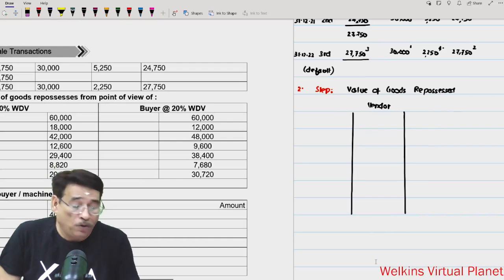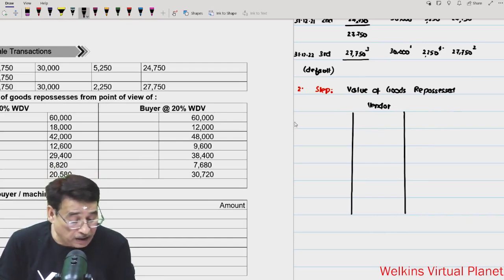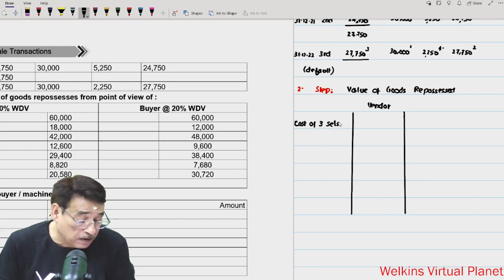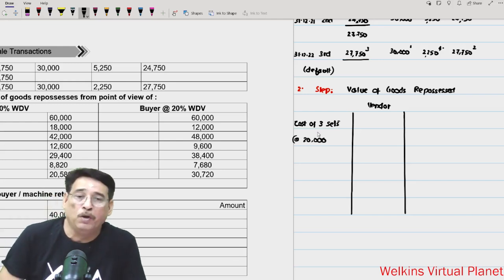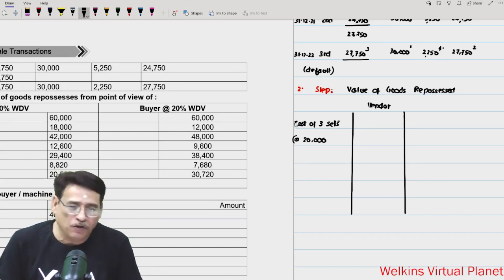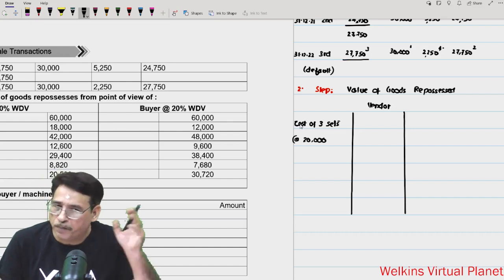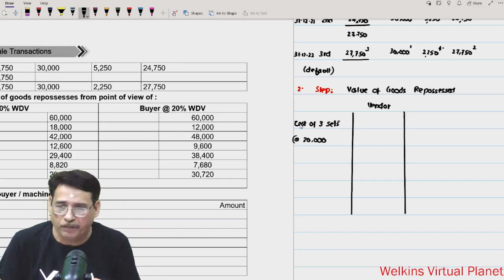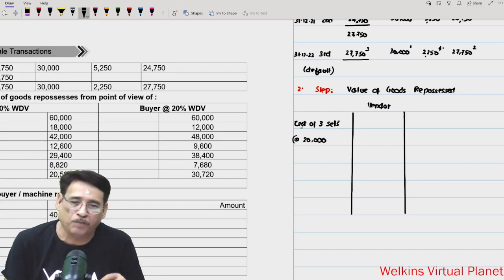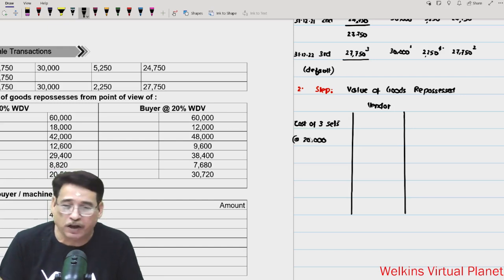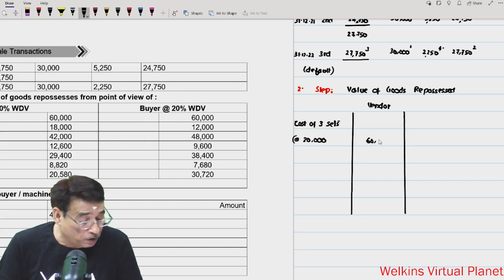Correct? In order to know that, first of all, here you write the cost price, that is cost of 3 sets repossessed at the rate of 20,000 each. We know that cash price of each set is equal to 20,000. Remember one thing. I have written cost, you can also write cash price, because we have to view the things from the buyer's angle, because buyer has purchased the item. So from the buyer's point of view, the cost price is equal to 20,000, because at whatever price he purchases the item, that will become the cost price. So 20,000 into 3, first of all, you write 60,000. This is the cost price.